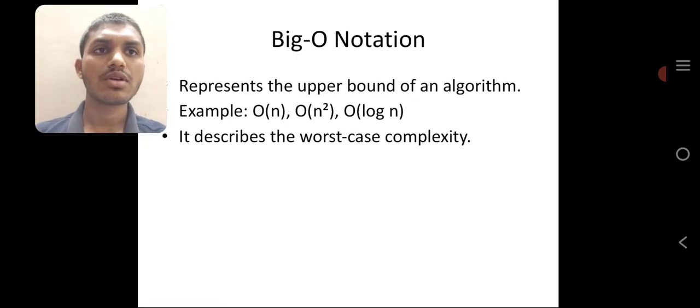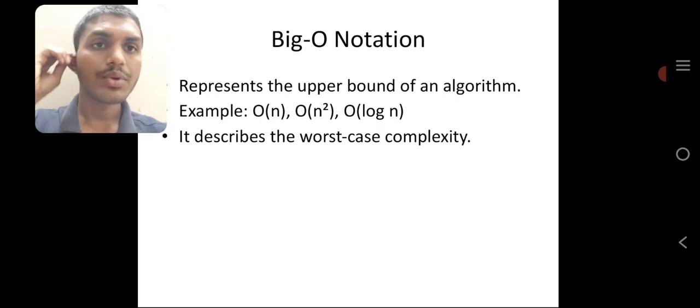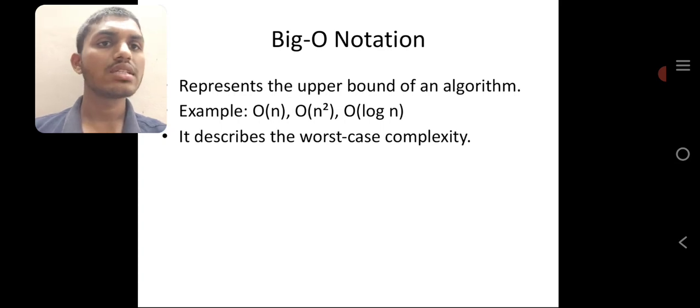First one is big O notation. Representation of the upper bound of an algorithm. Example, big O of n, big O of n square and big O of log n. It describes the worst case complexity. Also observe the clear difference of these three topics.